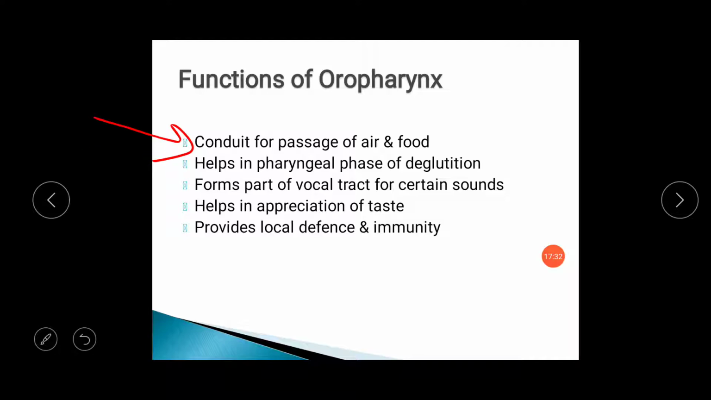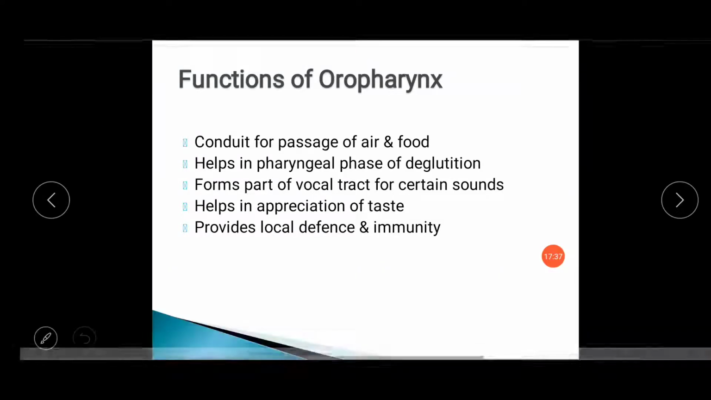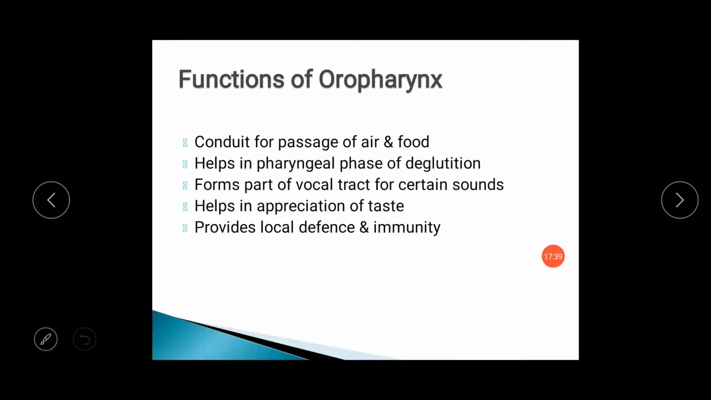The lymphoid tissue in the oropharynx is also present, like the lingual tonsil and palatine tonsil, and helps in providing defense and immunity by maturation of B and T cells and also production of those cells.